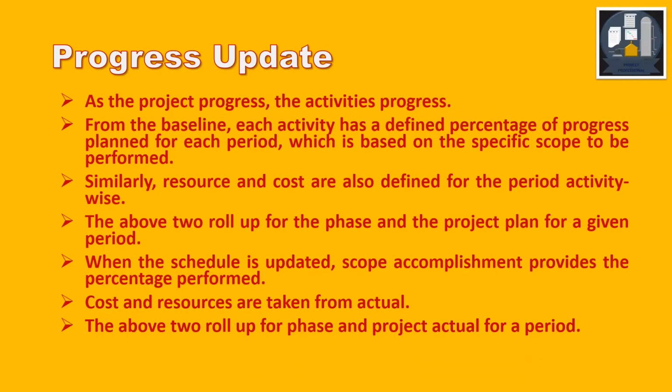When the schedule is updated, scope accomplishment provides the percentage performed, and costs and resources are taken from the actual. The above two also roll up for the phase and project actual for the period.